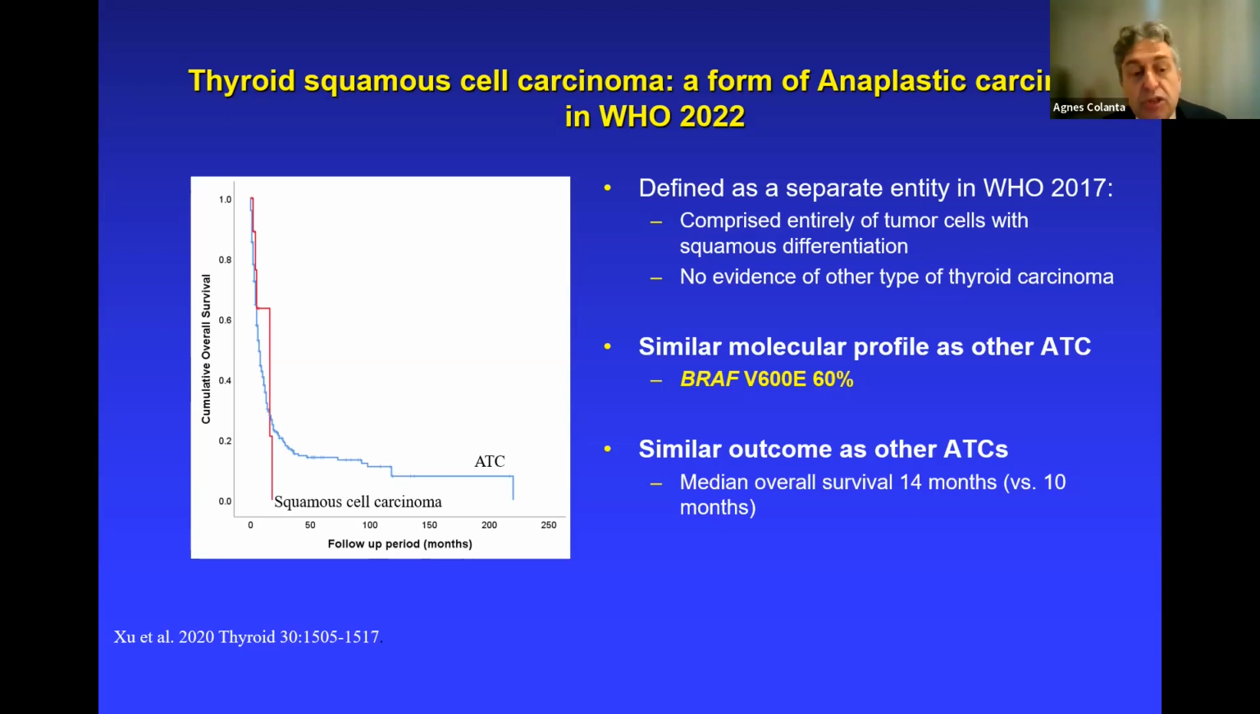And we looked at this tumor in the paper that we published. We found out that 60% have BRAF mutations. And also we found out that the outcome, as you see from the Kaplan-Meier curves on the left, is similar to anaplastic carcinoma as a whole, clearly showing that this tumor deserves to be just a subtype of anaplastic carcinoma.